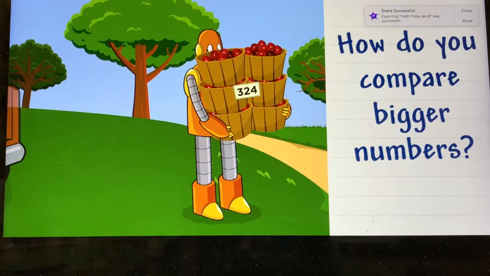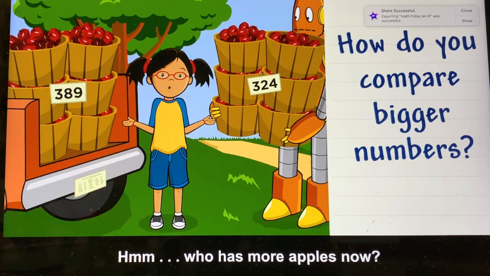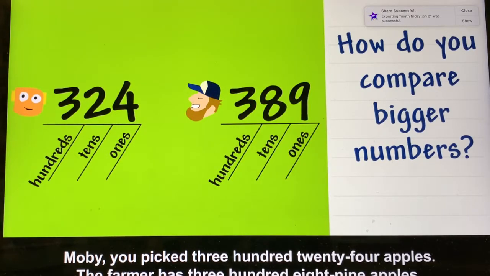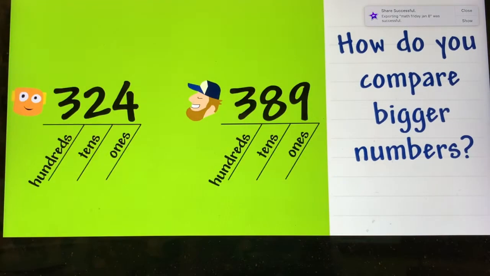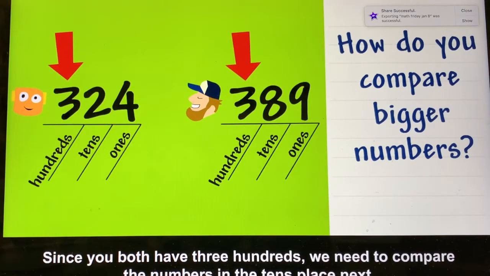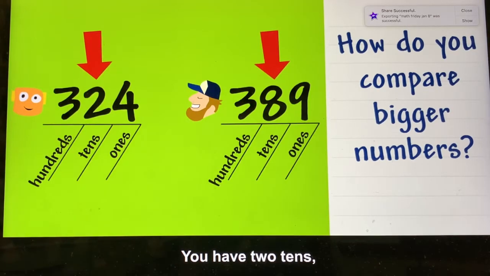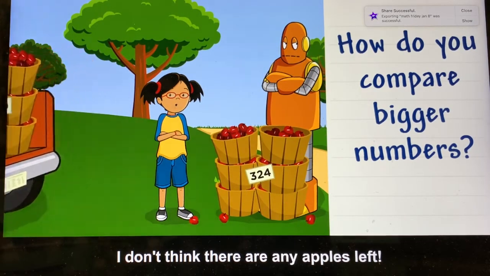Whoa, Moby. Who has more apples now? Moby, you picked 324 apples. The farmer has 389 apples. We need to look at the largest place value first. Since you both have 300s, we need to compare the numbers in the tens place next. You have 2 10s, but the farmer has 8 10s. So the farmer has more apples than you. I don't think there are any apples left.